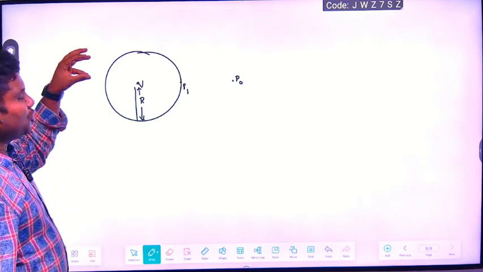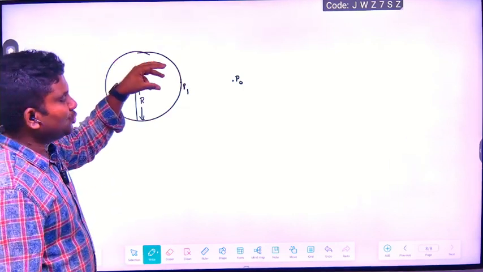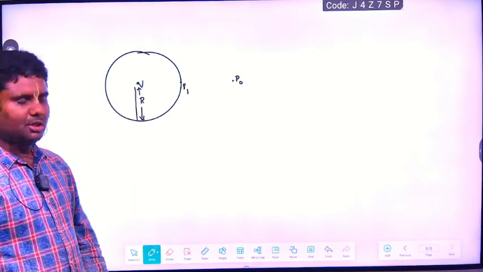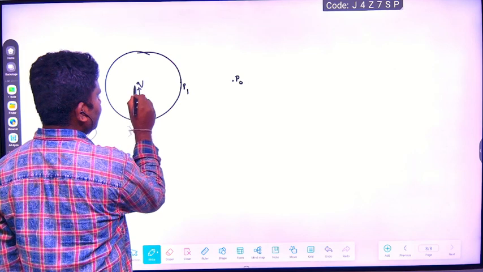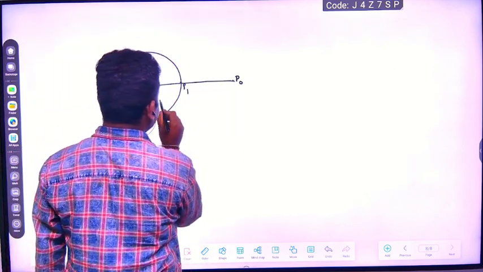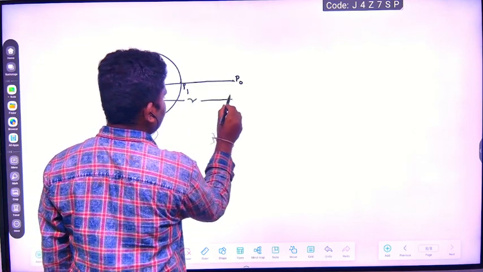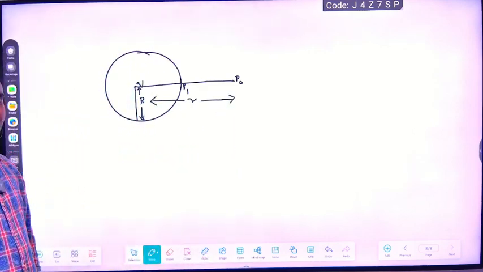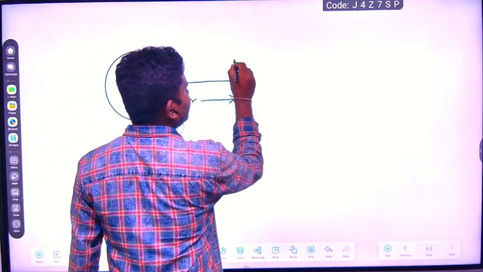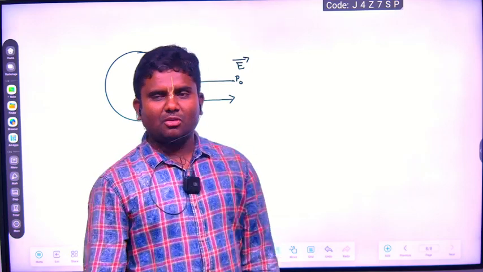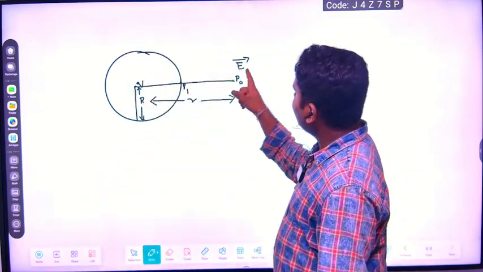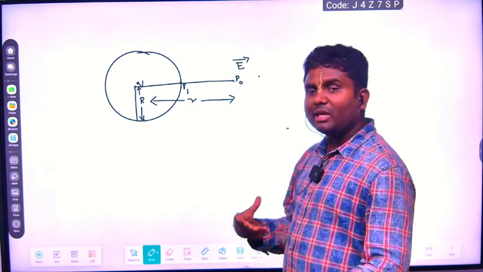Now, what is the total flux which is passing through the point P0 because of the charge? The distance of the charge from the center to the point, I will take it as small r. So, what is the total electric field coming out through the point P? If I place a charge on the spherical body, what is the total electric field at that point P0? How can we find it?